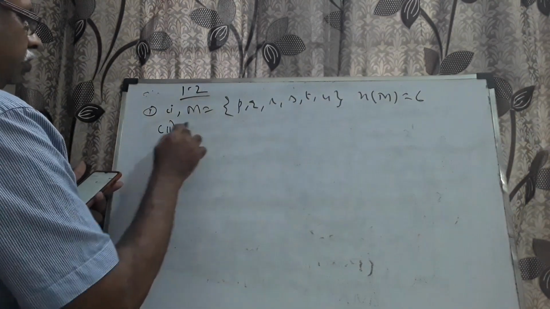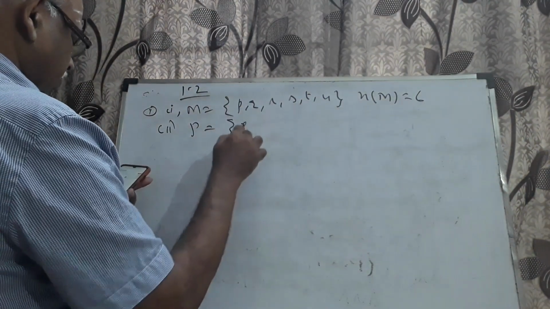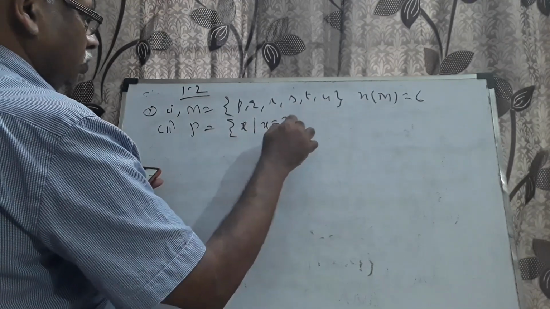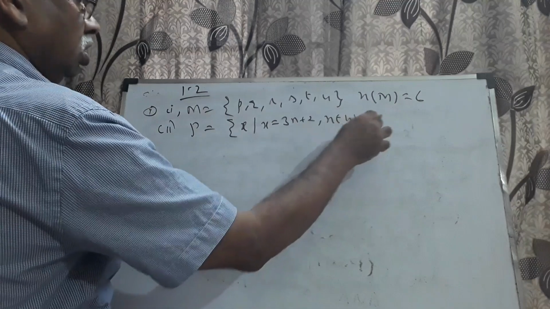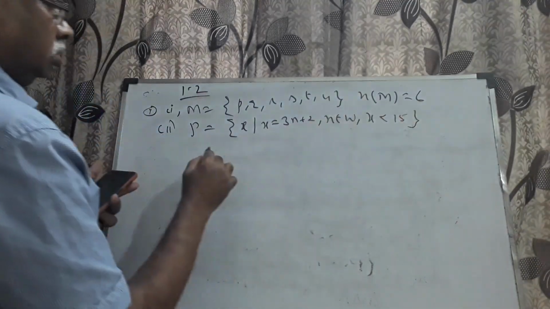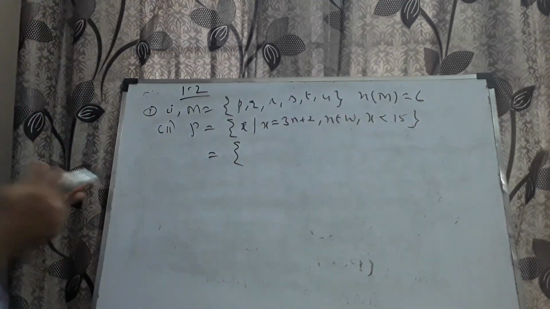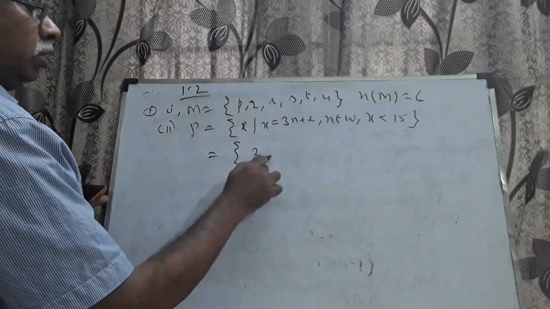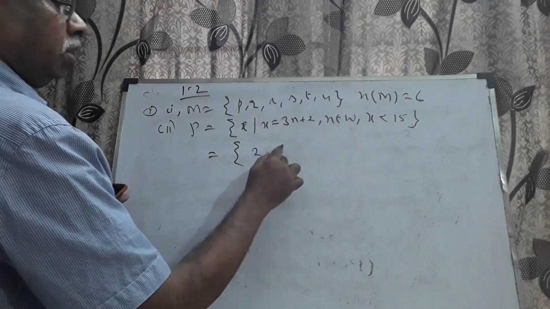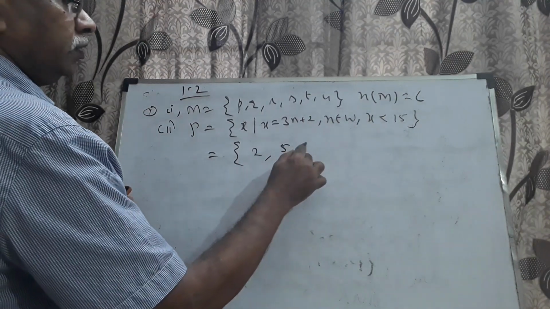Then subdivision 2. P is equal to {x : x = 3n + 2, n element of W, x less than 15}. See here, how do you list? You have to list the elements, then only you will be able to find out. N is 0 means 2. Then 1 means 5, then 2 means 8.